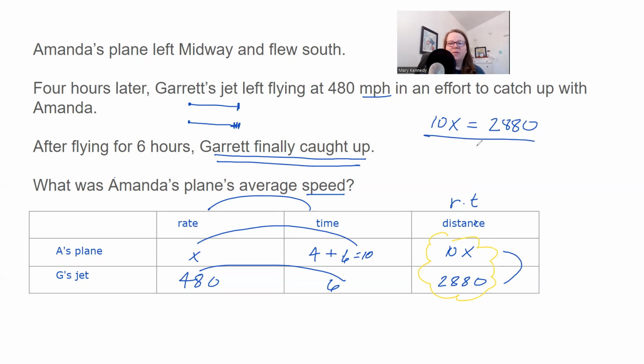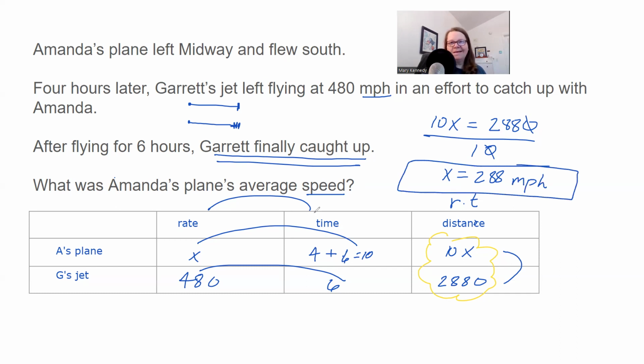So we're going to divide by the number in front of X, which is 10, and we get X equals 288. So how fast was Amanda's plane going? It was going 288 miles per hour. That's our answer.